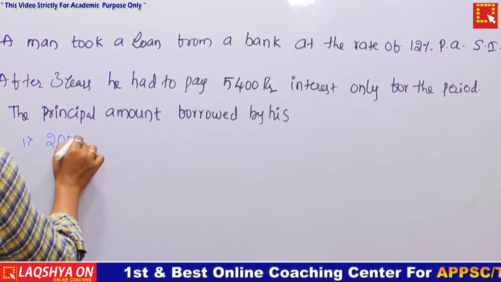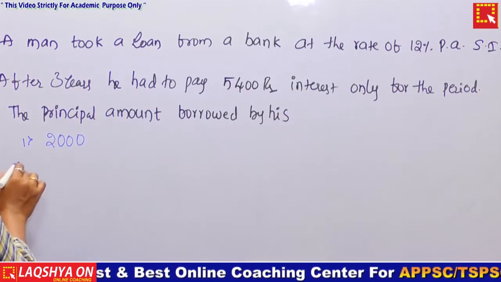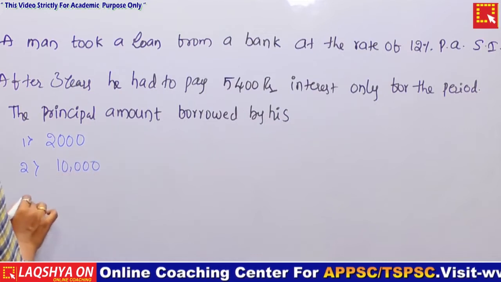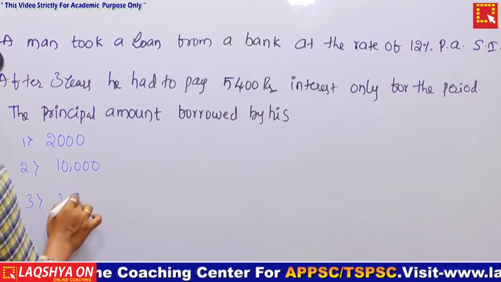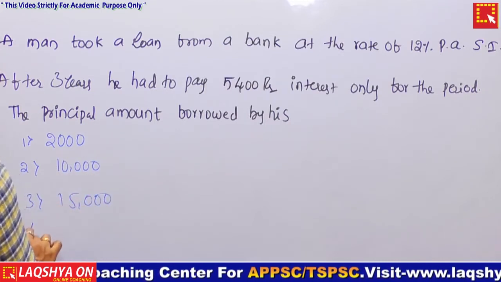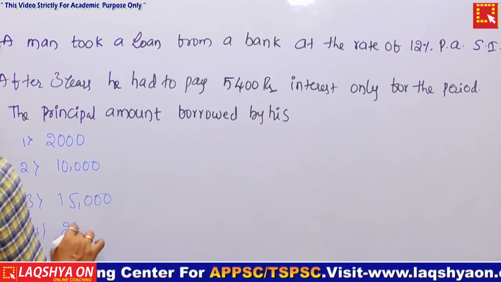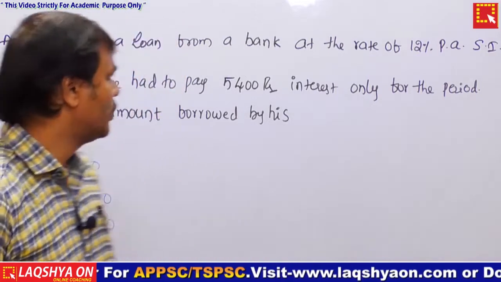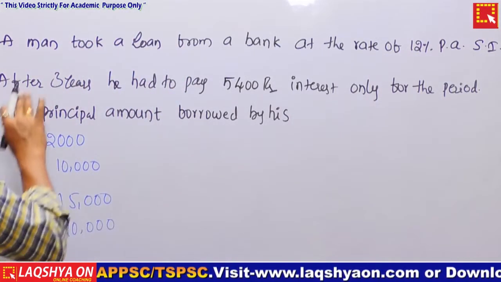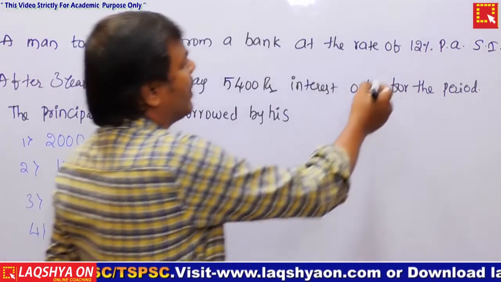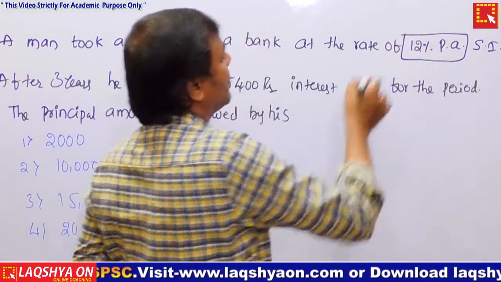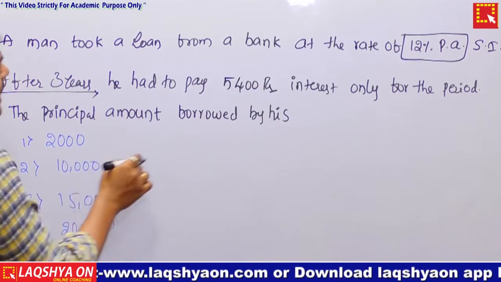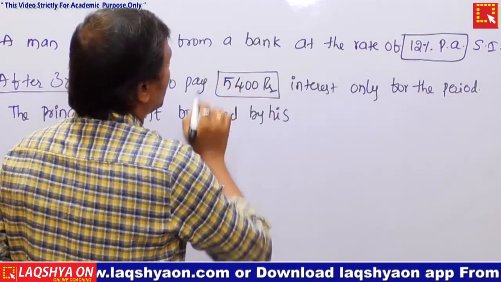Option 1, 2,000. Option 2, 10,000. Option 3, 15,000. Option 4, 20,000. Okay, in this question, what information do we have? He took a loan at 12% per annum. After 3 years, he had to pay 5,400 rupees.